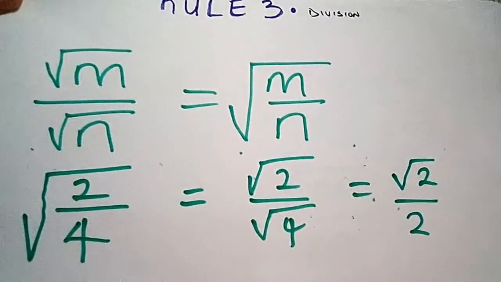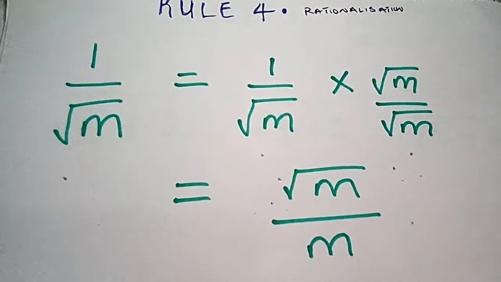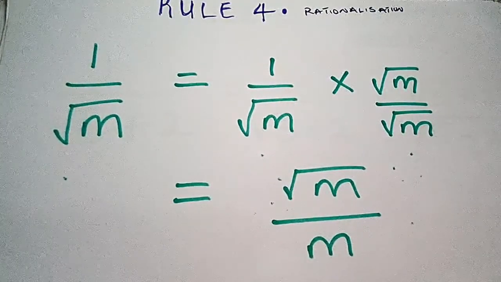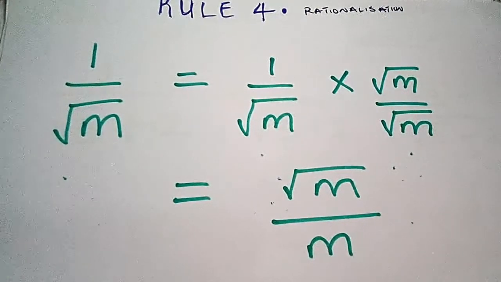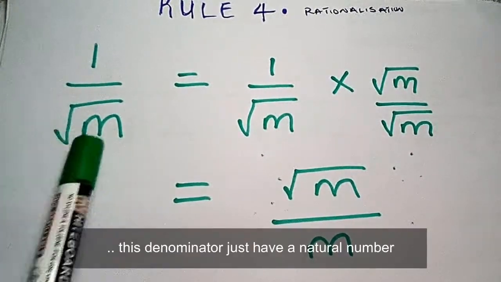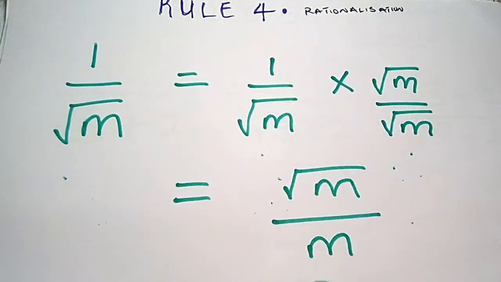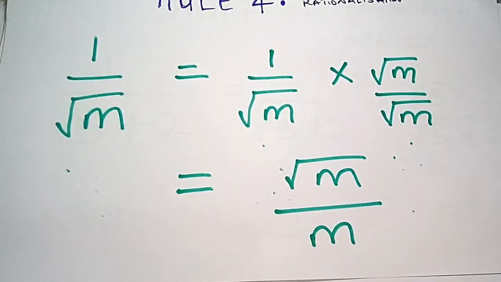Now let's go to something very, very important, which is rationalization in SURD. So in SURD you can have this 1 all over root m. Now anytime you have something like this, what should come to your mind is rationalize. For you to rationalize means that you have to make this denominator just a natural number. And if you look at it from what we solved, we got something like that here. Now how do you do that?